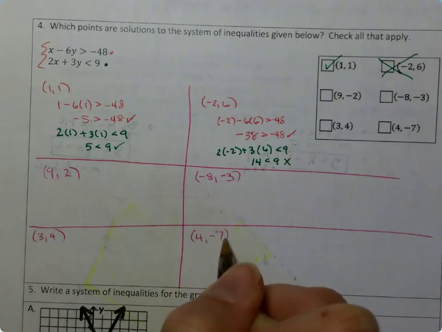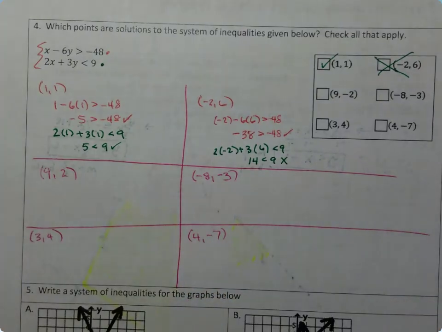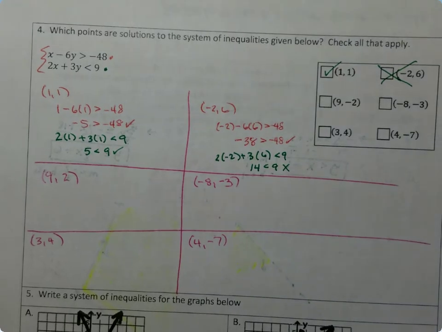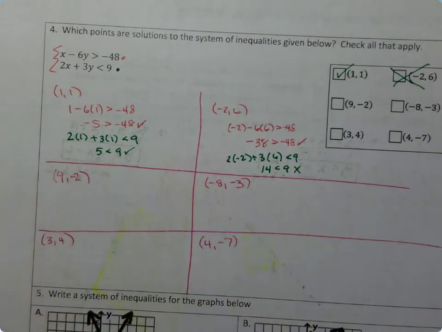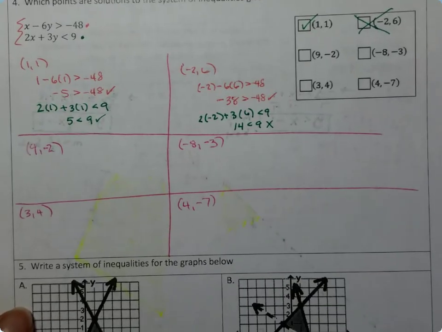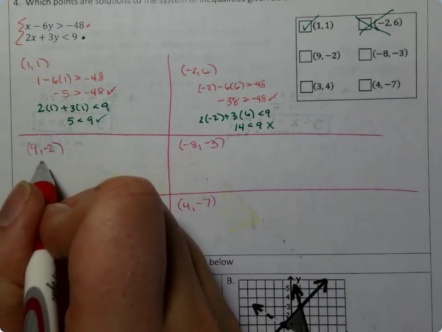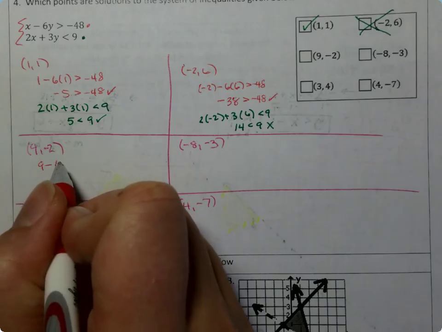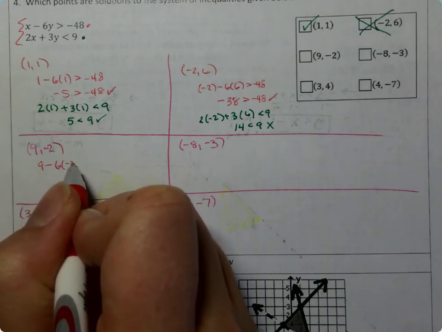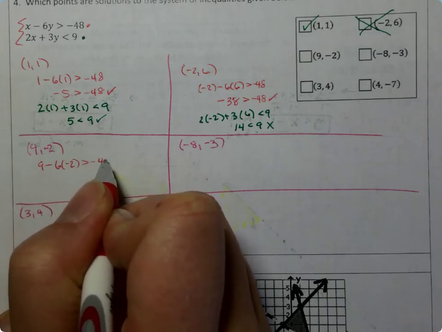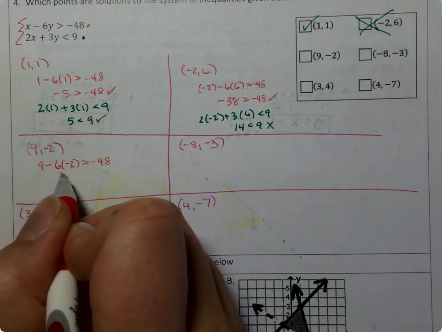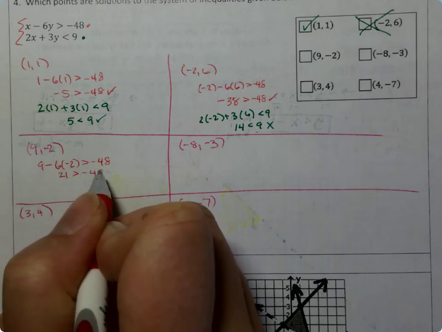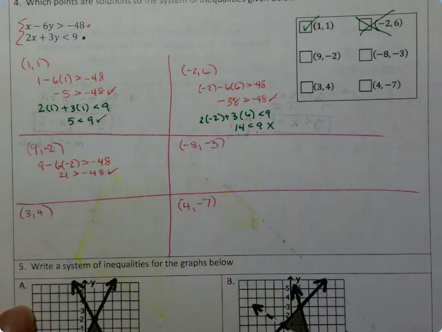I don't need you to write a book, but you need to show something. Which one? The first? Oh, good catch. Thank you. All right. Is that better? So we would have 9 minus 6 times -2. Well, that's 9 plus 12. So I'm getting 21. Do we agree? I think it works.